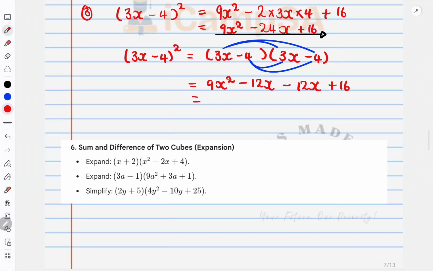Therefore the answer is, we add the like terms, 9x squared minus 12x minus 12x. Whenever we are subtracting two negatives, we simply add them and keep the negative sign. So we have 9x squared minus 24x plus 16.